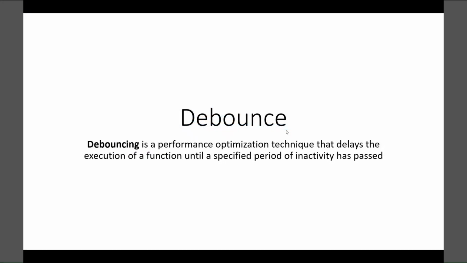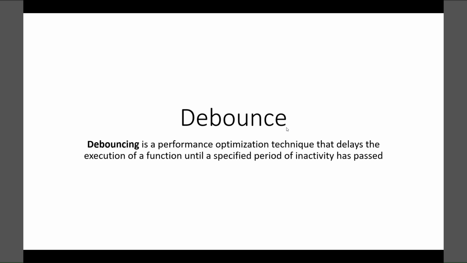Welcome back, everyone. Today we are going to talk about debounce, how it works, what it is, and how we can use that in our React application. So, to understand debounce, we need to understand its code definition. Debounce is a kind of higher order function. It delays the function execution until a specified period of inactivity has passed since the last event.